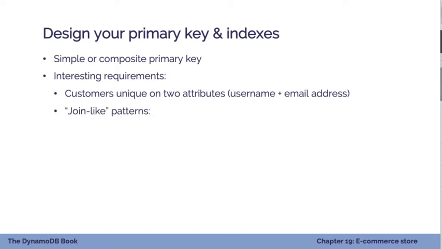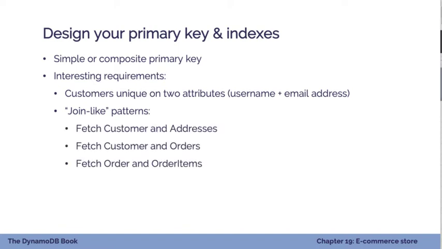The second big interesting requirement we have is handling these join-like patterns. We have a couple different join-like patterns where we want to fetch a customer and the addresses. That's a join, right? Because you have a one-to-many relationship and you want to get both parts of it. We also have fetching a customer and the customer's orders and fetching an order and the order items. So we'll show how to model those in this chapter.